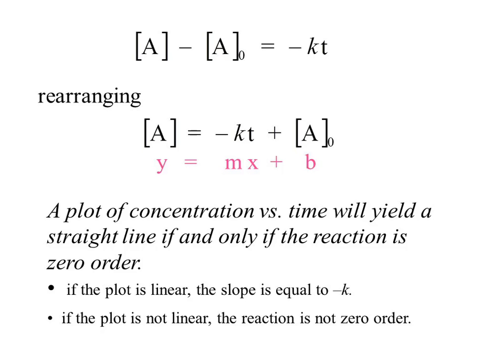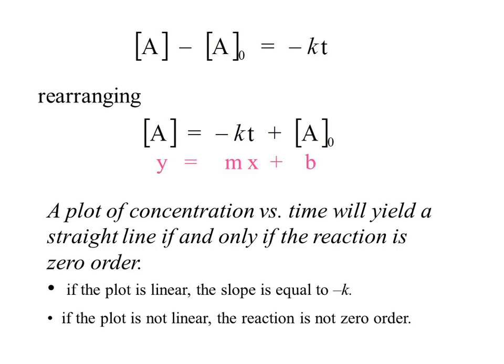For all of these, time is going to be along the x-axis. But in this case, to test for zero order, we are just going to plot the molar concentration of A. It will have a negative slope. If we get a straight line, I'm not looking for a negative or positive slope, I'm looking to see if that line is straight.